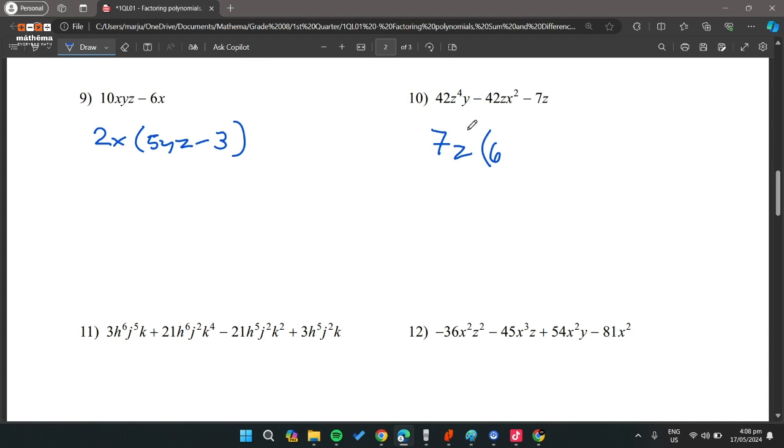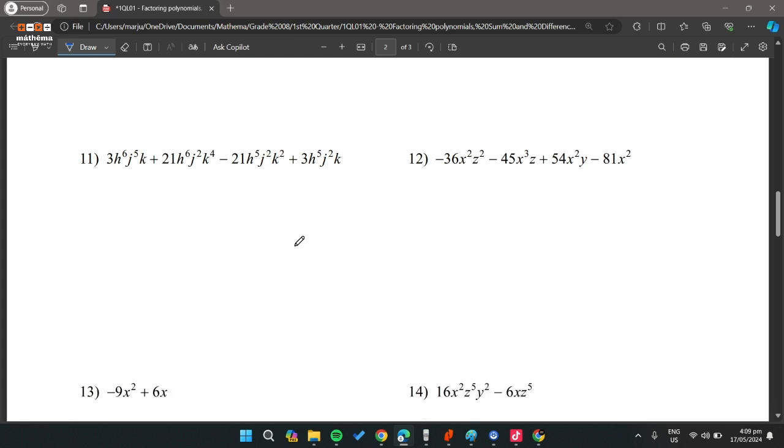We have z cube. But again, let's try to arrange this. This should be x, y, z. So let's start with y first. So we have y, z cube. And then minus, this is 6. And then cancel out z. So we have 6x squared minus 1. So that will be our answer. Again, that will be our answer for number 10.